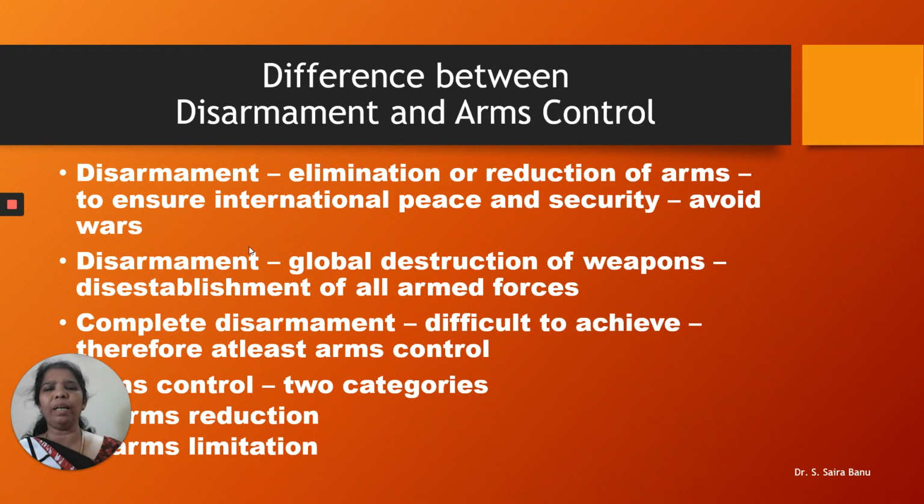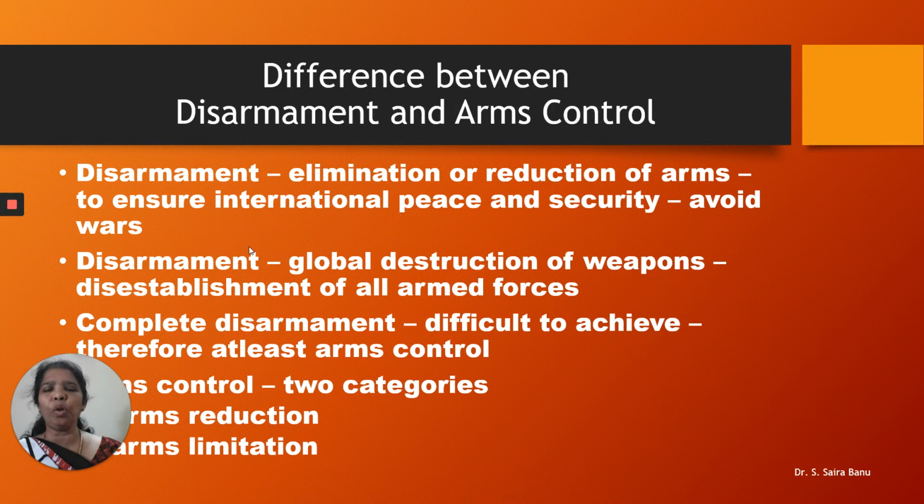So now, there are two terms involved: disarmament and arms control. We will have to understand the difference between disarmament and arms control. What does disarmament mean? Elimination or reduction of arms, total elimination of the use of weapons in order to ensure international peace and security. So to avoid war. And disarmament is a global destruction of weapons. It means globally you destroy all weapons, do not use weapons, and disestablish all armed forces. You have the navy, army, and air force, all that.